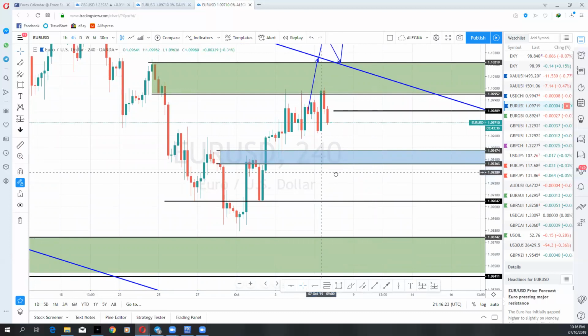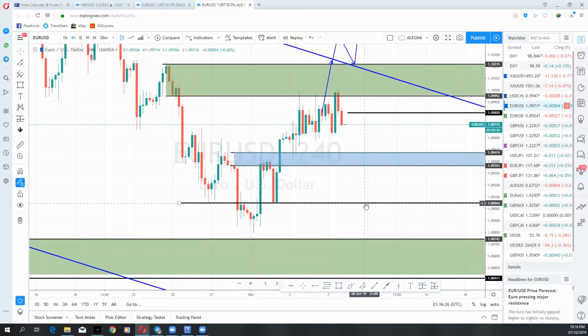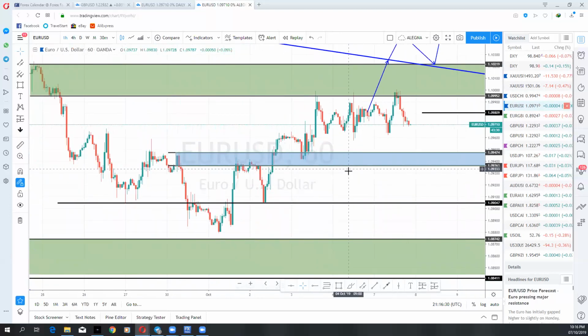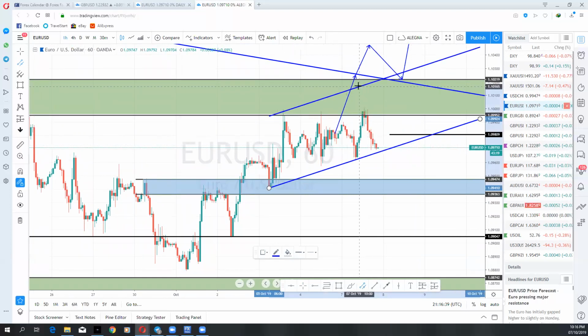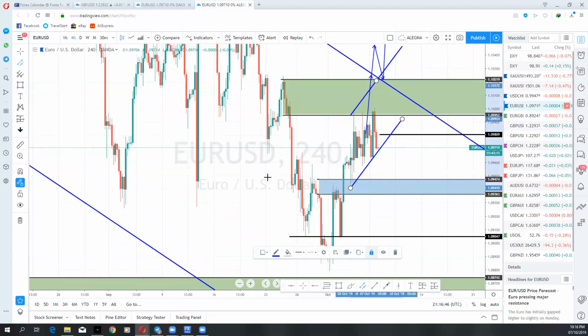There's something here. Let me drop down to my 1 hour. There's a rising channel here. Pick this low, get out here, okay? And put it. There's a rising channel here. So move back to my 4 hour.